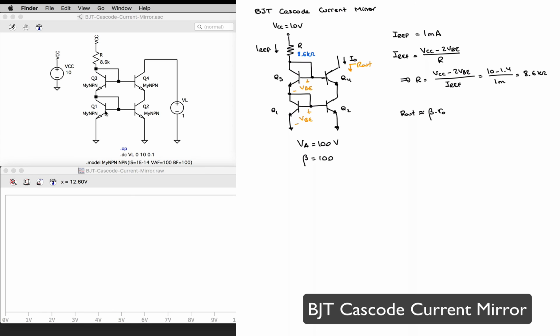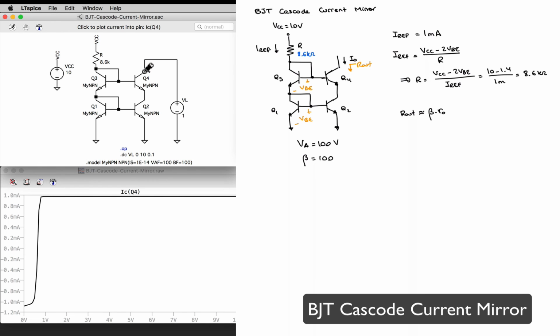And I'm expecting my compliance range to be lower than the basic mirror because, again, I have here two transistors in series. They both need to be out of saturation, and so I'm going to need at least two VCE saturation voltages at my output. So I'm going to lose some compliance range, but I'm going to win some output resistance. Let's go ahead and run the simulation. Collector current here, again close to 1 milliamp. We can see that in effect it has less compliance range than the basic mirror.